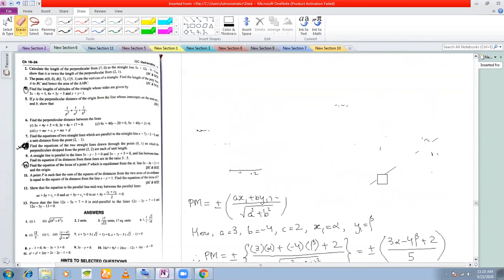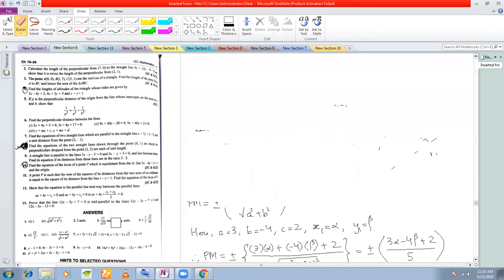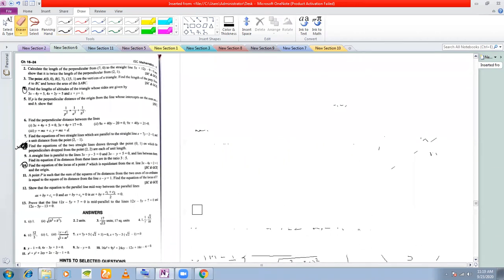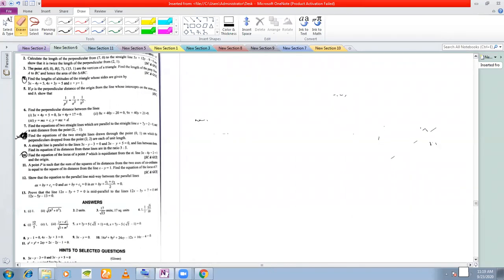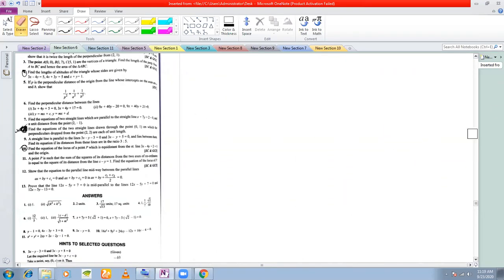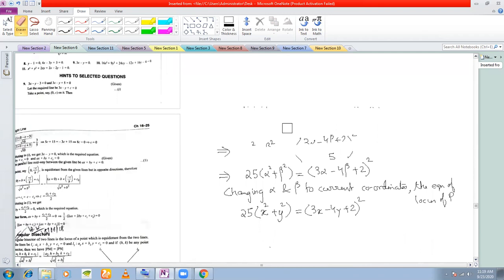One last problem that I would like to discuss from this exercise, and then we'll move on to bisectors. Just one problem from bisectors, then I'll do circles. Straight line will be over after bisectors.